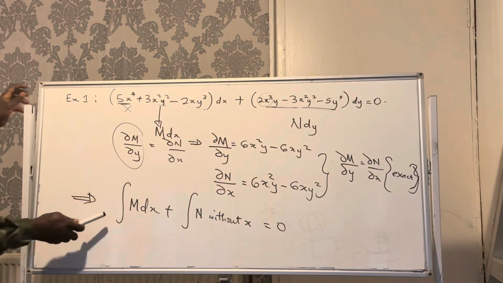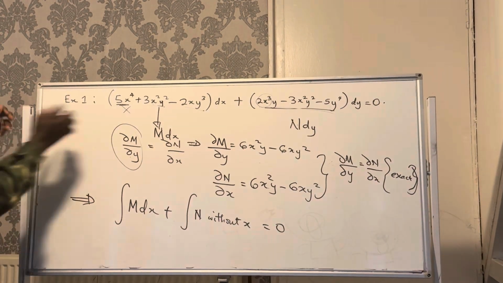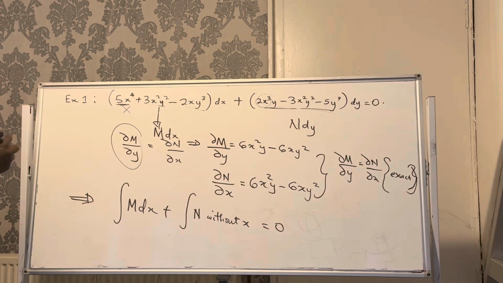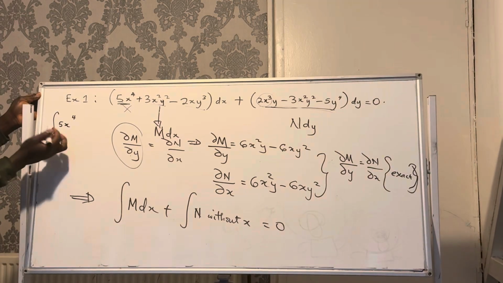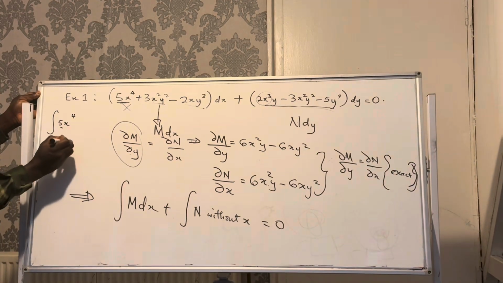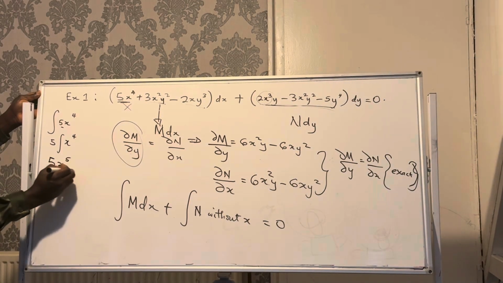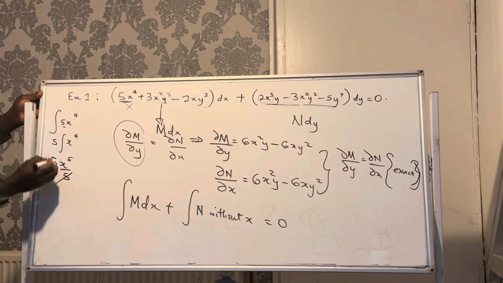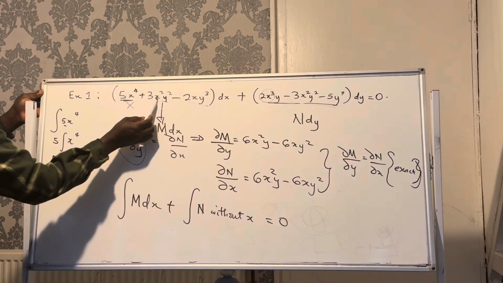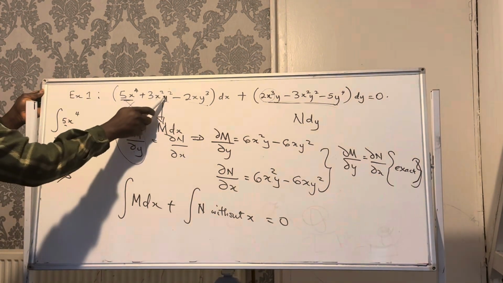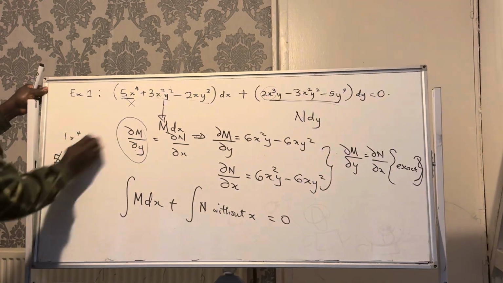Now let's look at this. Since the value here is exact, let's integrate the whole of this with respect to x. If we integrate 5x raised to power 4, 5 is a constant, so you have 5 times the integral of x to the 4. Integrating this, you have 5 x to the 5 all over 5. So 5 will cancel 5, and we are left with x to the 5. Now, go to the next one. Let's integrate 3x squared y squared. Don't forget, we are integrating with respect to x. So this will give us, let me be explicit in my explanation.